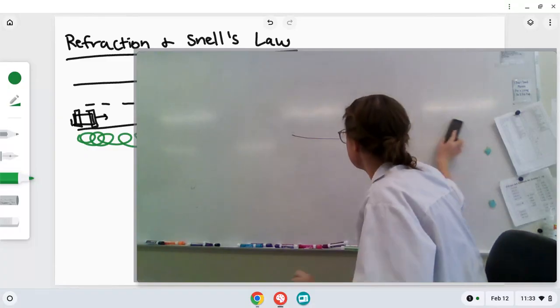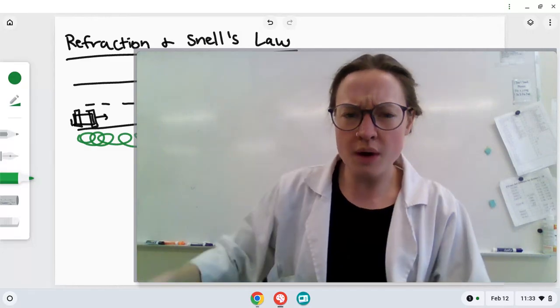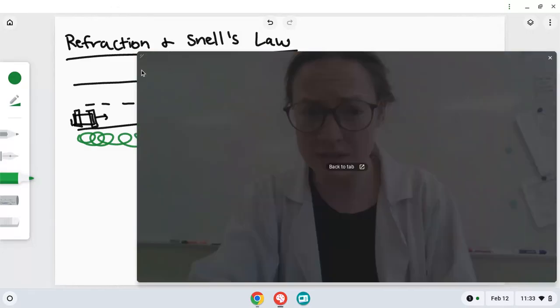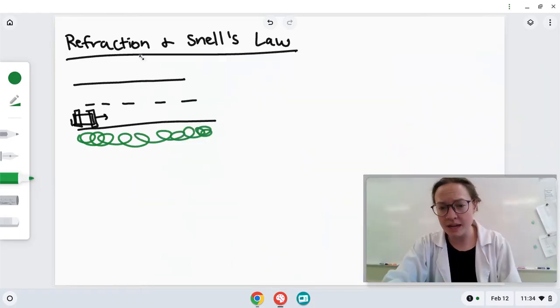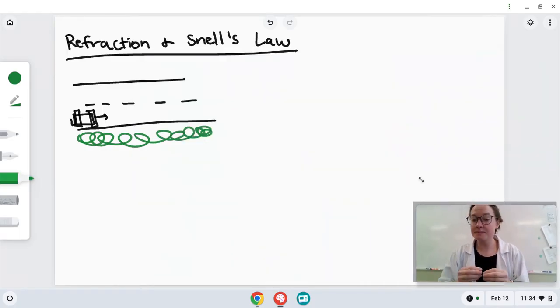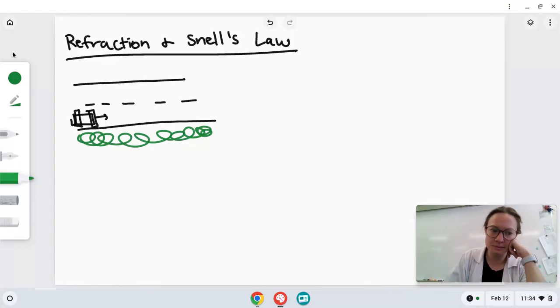Now, here's the issue. You're saying, Miss Wilson, that all sounds good and fine, but last time we talked, you actually told me that light always travels the same speed, and that speed is c all the time. And you said all different types of light travel the same speed. Well, that is true. And it's also true that light slows down in a new medium. And you say, Ms. Wilson, how can both these things be true at the same time? Well, let me show you.